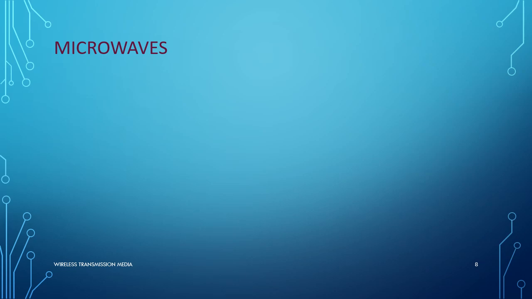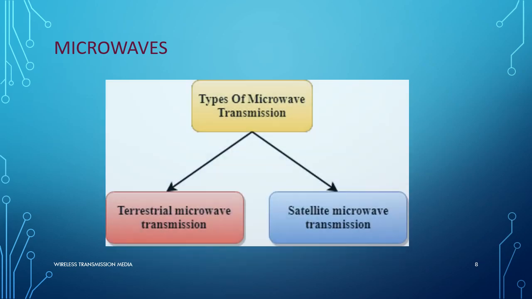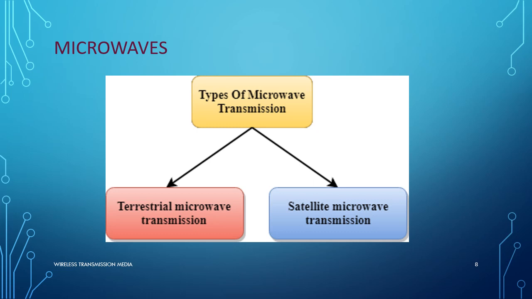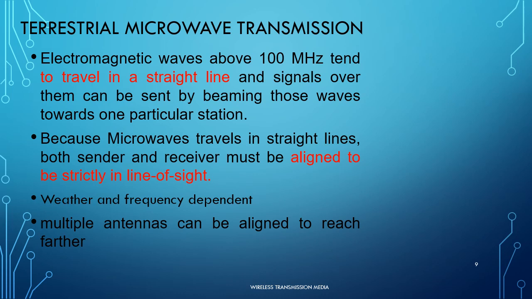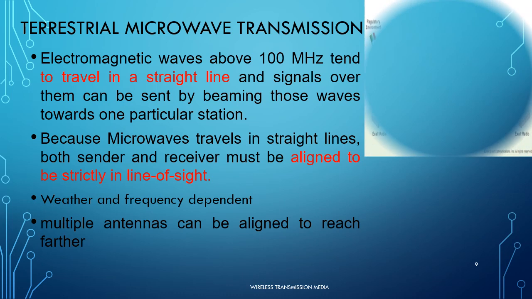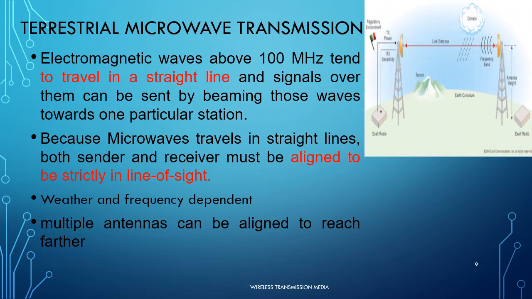Next, unguided transmission media using microwaves. There are two types of microwave transmission: terrestrial microwave transmission and satellite microwave transmission. First is terrestrial microwave transmission. Electromagnetic waves above 100 MHz tend to travel in straight lines, and signals can be sent by beaming those waves towards one particular station. Because microwaves travel in straight lines, both the sender and receiver must be aligned strictly in line of sight.